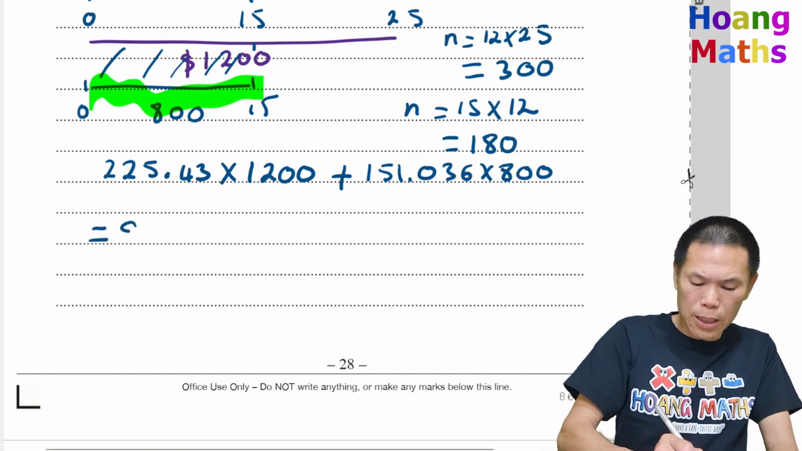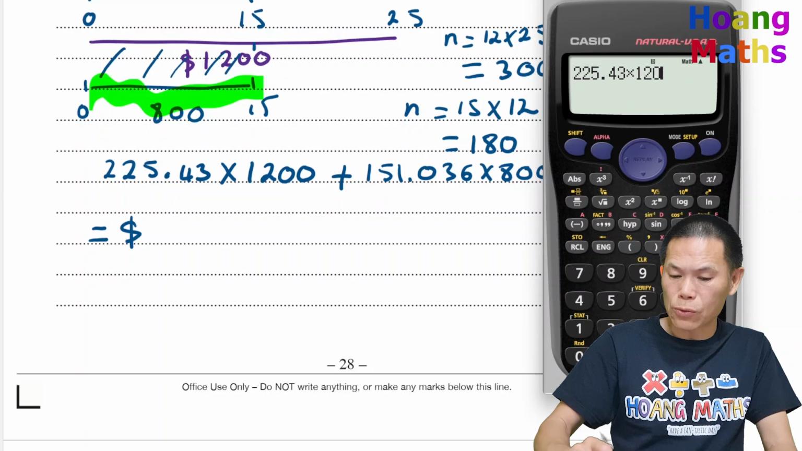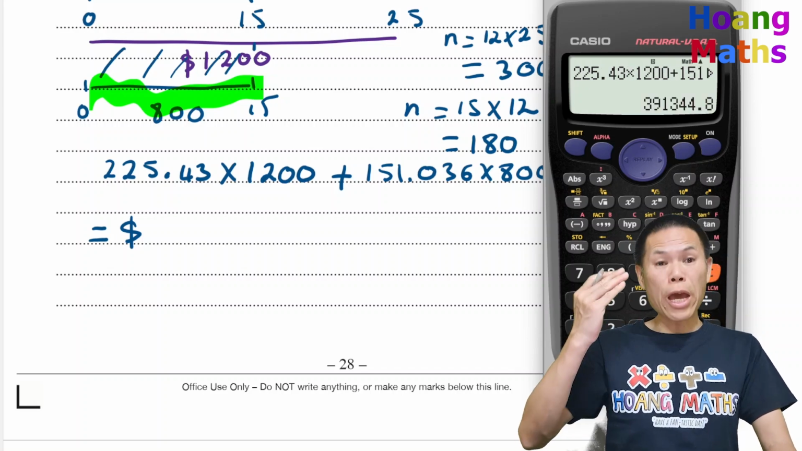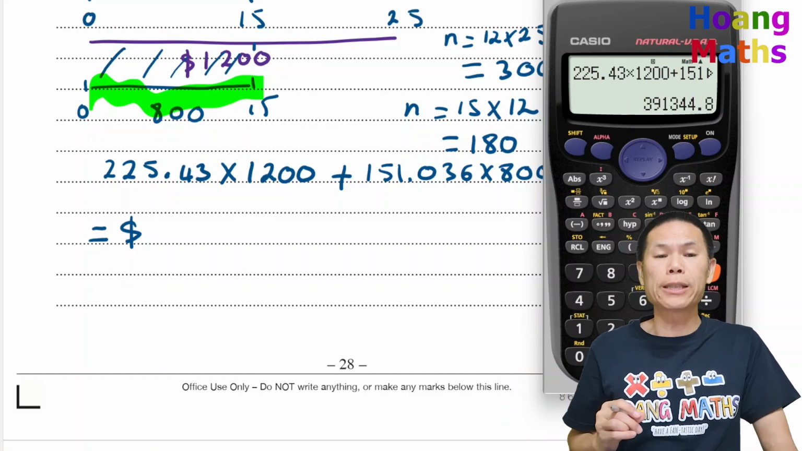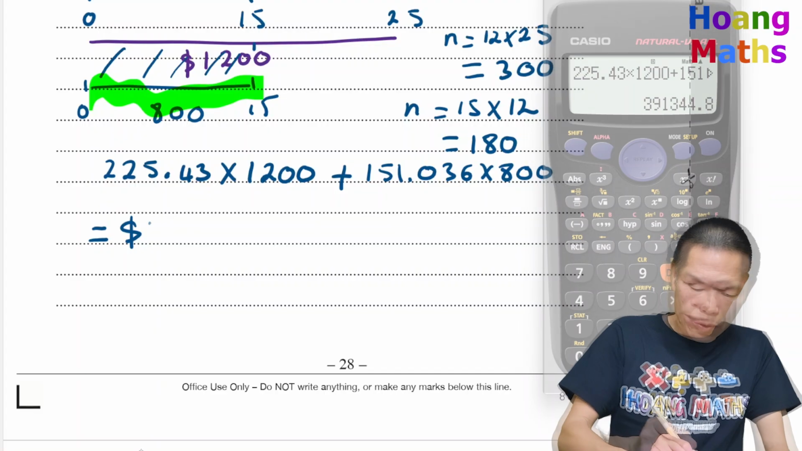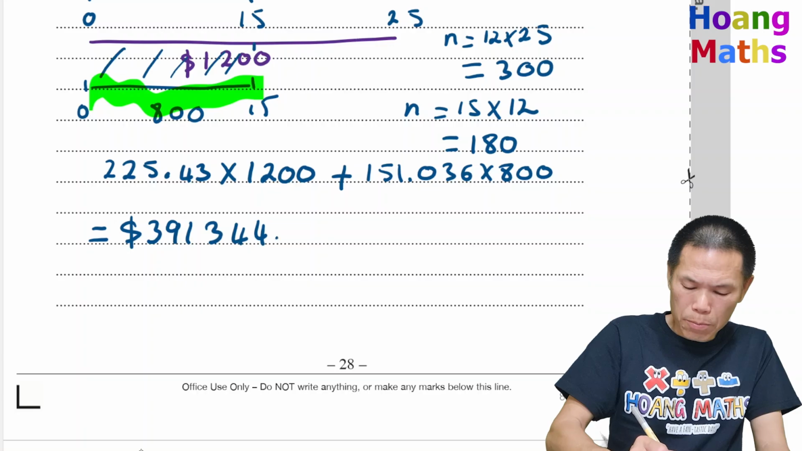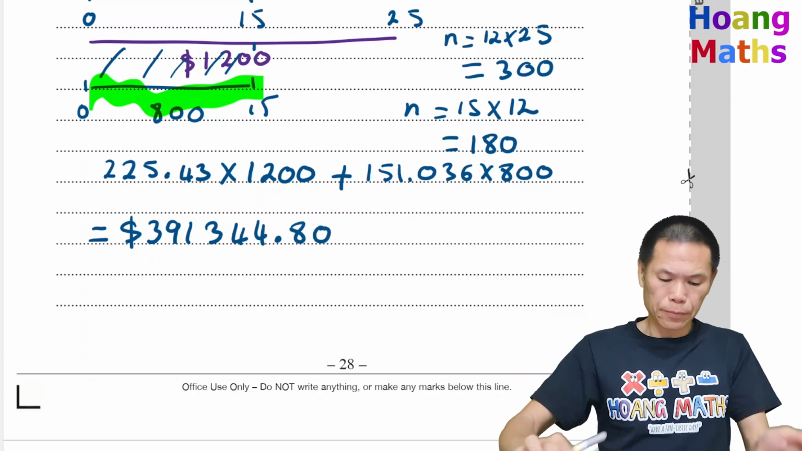So that should give me 225.43 times 1,200, then we add 151.036 times 800. So there you go: $391,344.80.